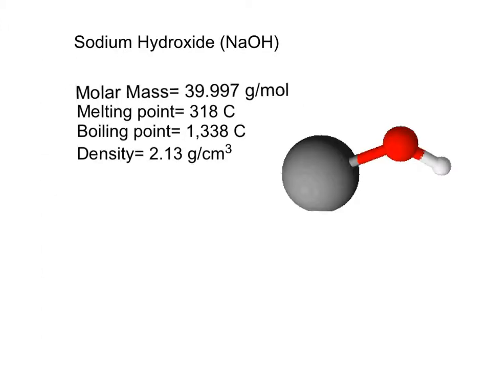Last but not least, sodium hydroxide. The molar mass is 39.997 grams per mole. The melting point is 318 degrees Celsius. The boiling point is 1338 degrees Celsius, and the density is 2.13 grams per cubic centimeter.